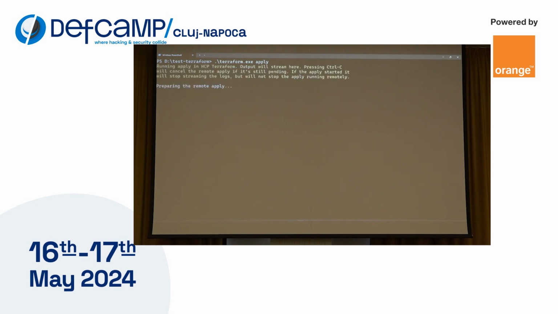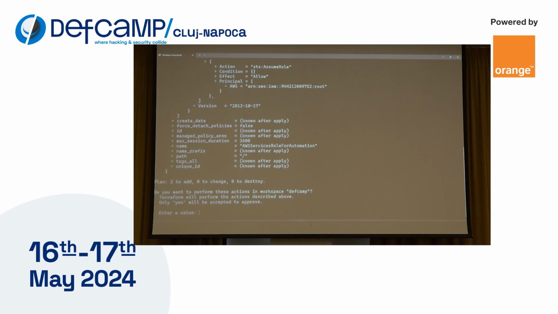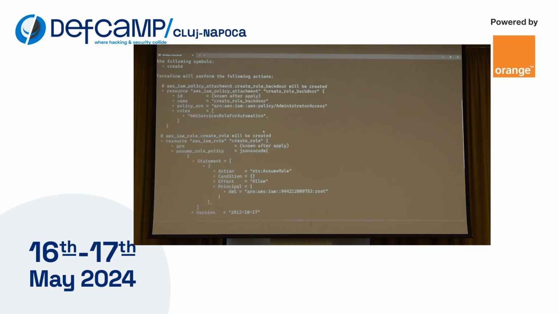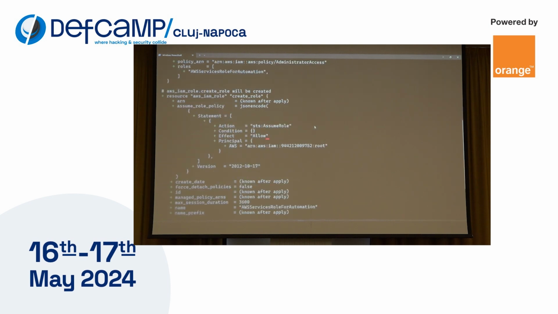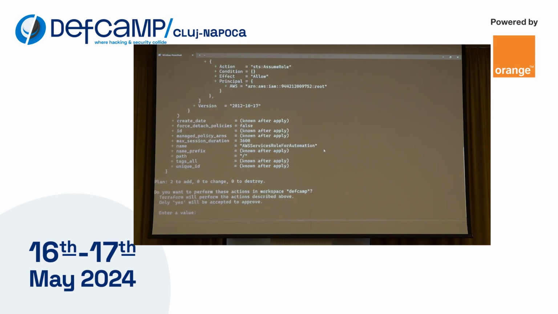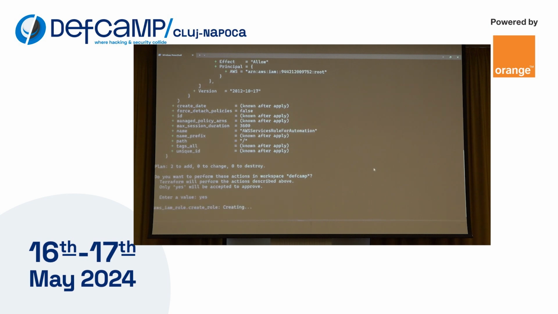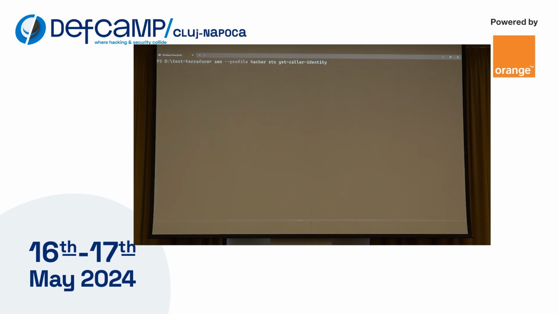Now, when we apply Terraform, in the background, Terraform will communicate to Terraform Cloud. It will assume that role, and it will generate the state, and it will say what will be modified in that environment. And in this case, the administrator access policy will be attached to our role. And next, we will create this role that will be assumable from our own AWS account. Cool. The resources were added.